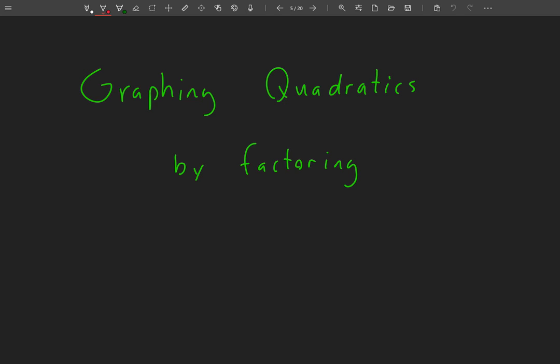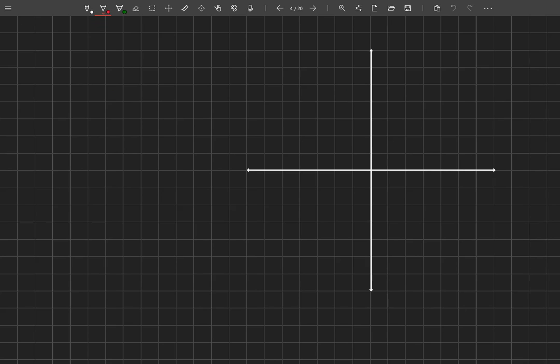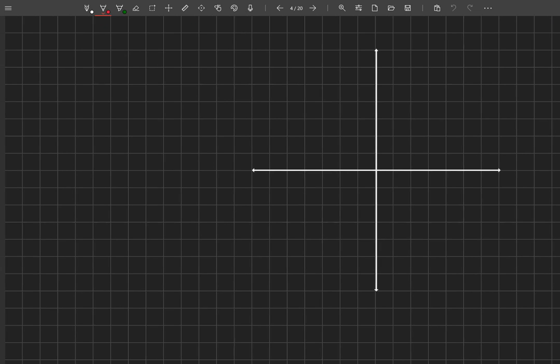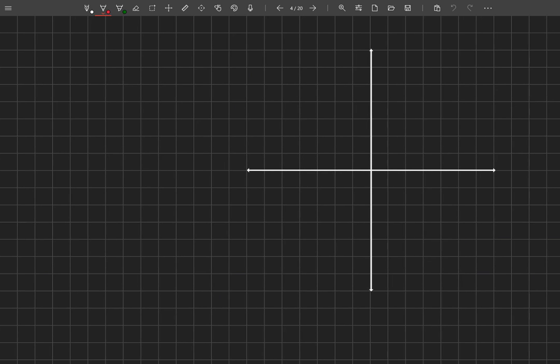So before we actually do that, let's talk about the motivation. Why would factoring help us? Well, before we do that, we need to remind ourselves what a quadratic actually looks like. Let's look at the original quadratic parent function. That's just y equals x squared. If I were to graph that, it would look like this.